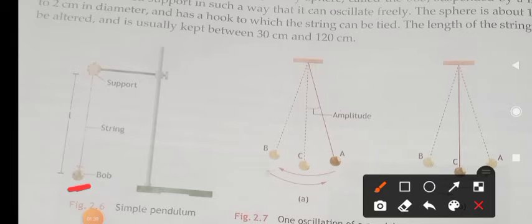That's the sphere, suspended by a light string from the fixed support. This is the fixed support. From that it is suspended through a lightweight string, in such a way that it can oscillate freely. Okay, the movement is an oscillatory one. Did we understand how the simple pendulum is constructed?